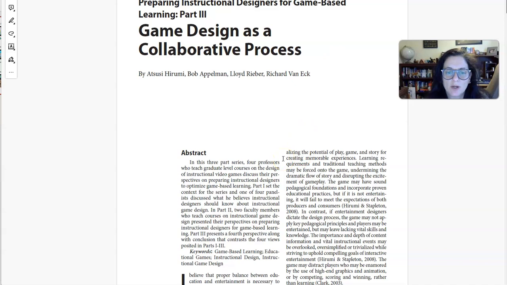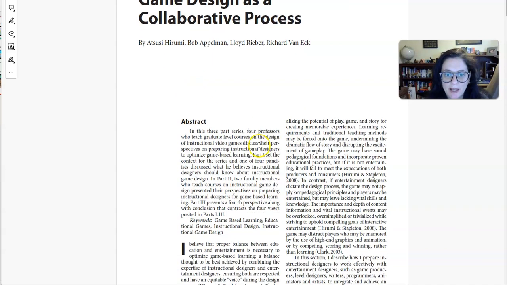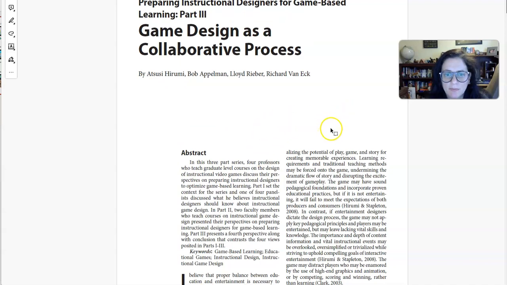All right, I'm going to start with the article. This is by Hairumi et al. It's called Game Design as a Collaborative Process. It's one of three parts. It's called Preparing Instructional Designers for Game-Based Learning, Part 3. So this is the third part, and I like the collaborative part of it.